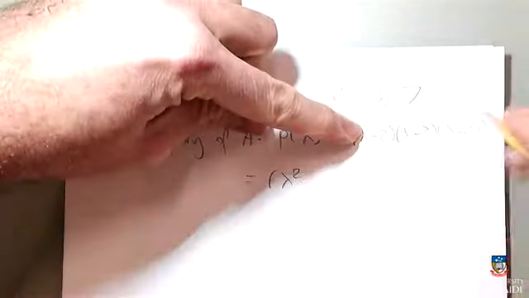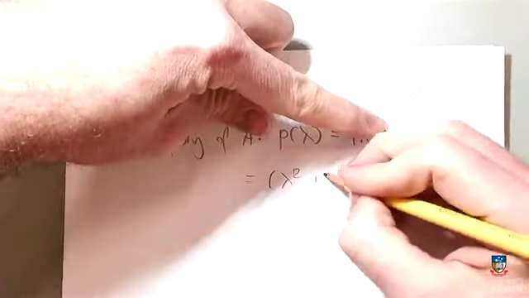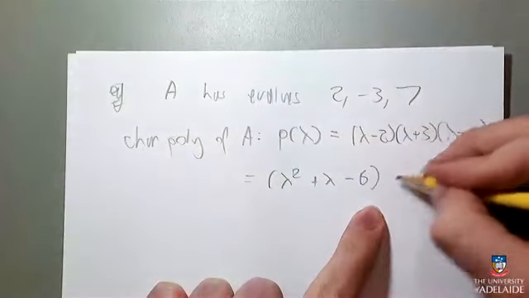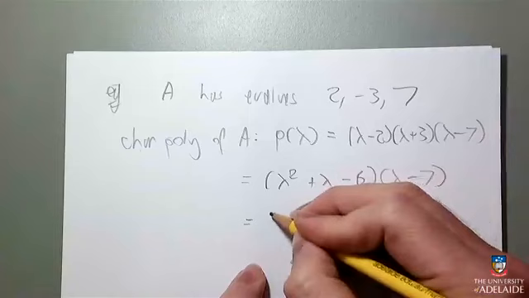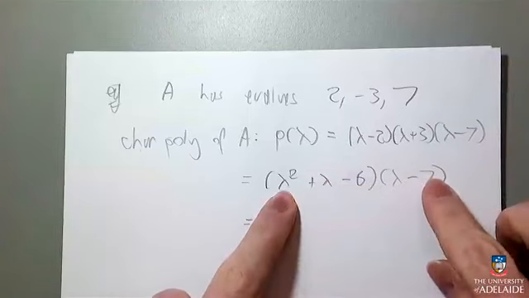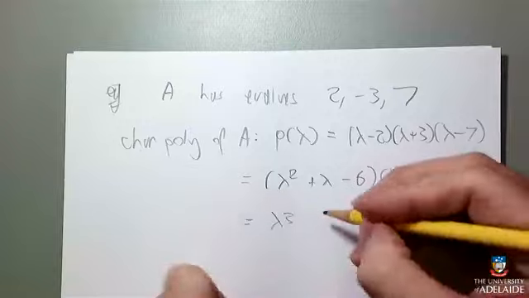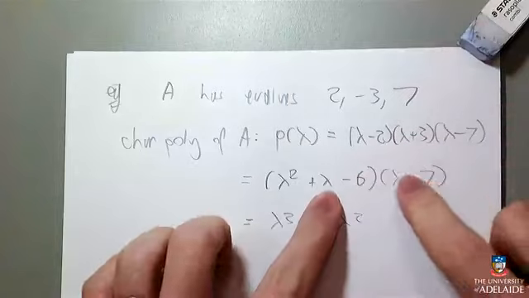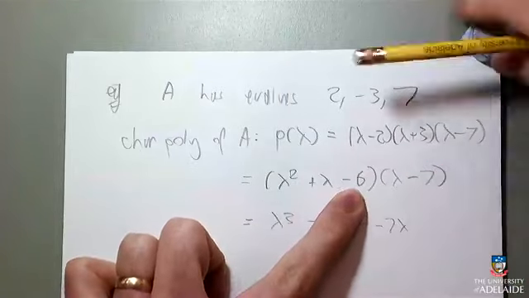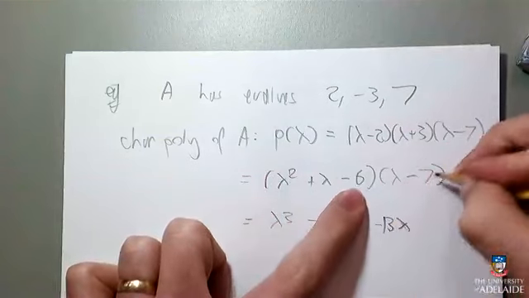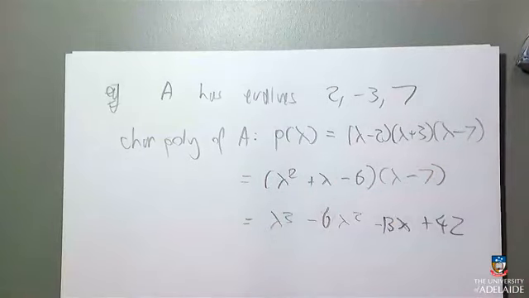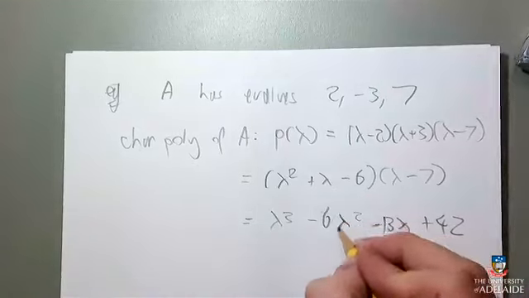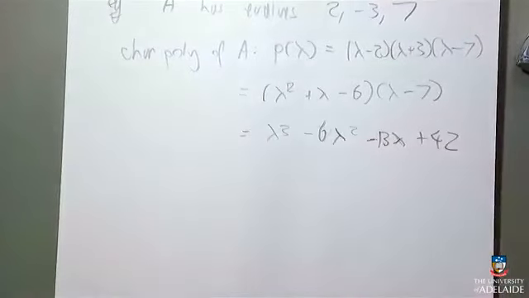Lambda squared plus 3 lambda, minus 2 lambda, would be plus 1 lambda, minus 6. Lambda cubed minus 7 lambda squared plus lambda squared minus 7 lambda minus 6 lambda plus 42. Okay, so that's what it becomes. I don't technically need to do that, but it's just making me feel better. Okay? And that's a perfectly good polynomial. I've used lambda instead of x, but it doesn't really matter what the variable is.